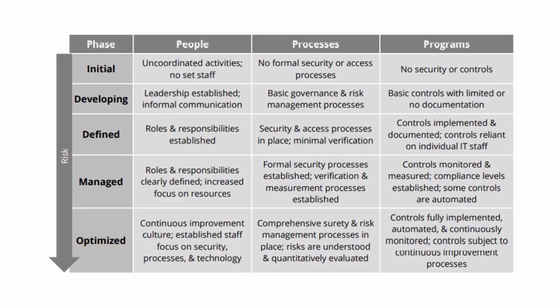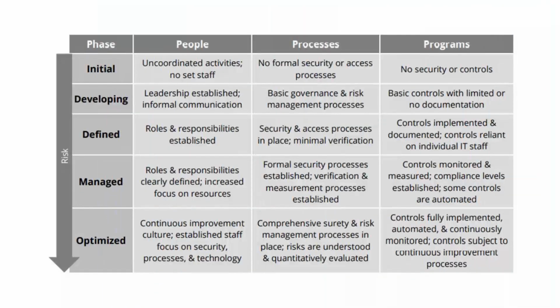So you'll see here this chart, and when we look at this chart, you'll see going down the side on the left, initial, developing, defined, managed, and optimized, and the risk. And then we're going to look at the people, processes, and the programs. So for each of these 5 phases, we're going to look at all of these areas. And this is a tool, again, that helps us to assess the effectiveness of the people, the processes, and the programs. And we're trying to figure out what we need to do in order to improve performance.